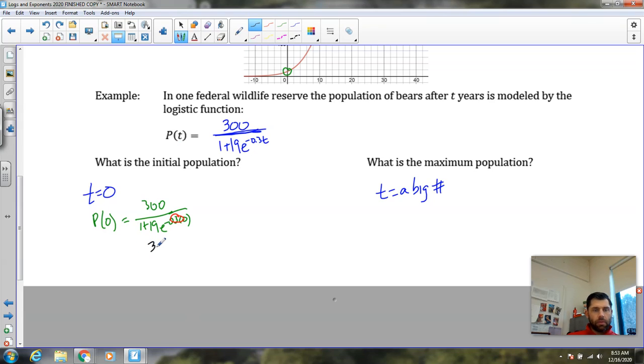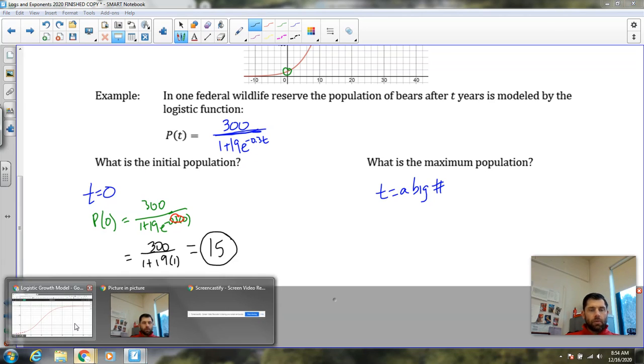So we are left with 300 over 1 plus 19 times e to the 0, which is 1. So we're just left with 300 over 1 plus 19, which is 15 bears. So this population started with 15 bears in their wildlife reserve. So graphically, look at the y-intercept. Algebraically, plug in t for 0.